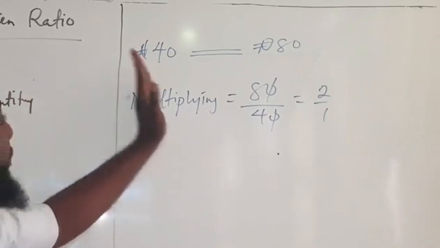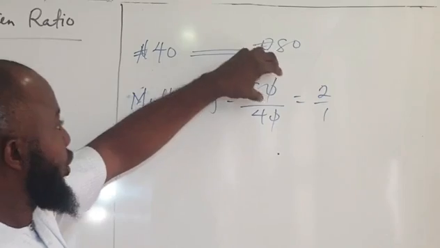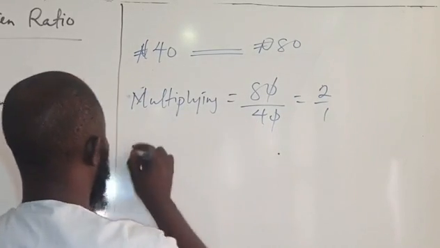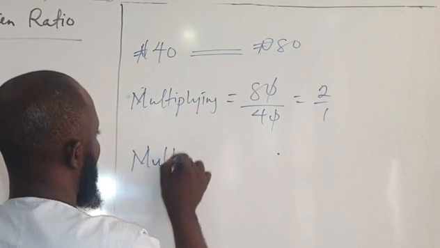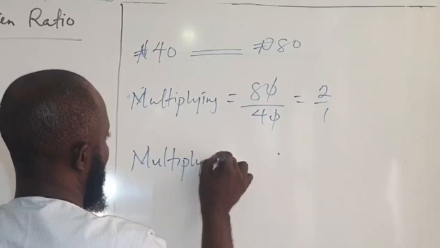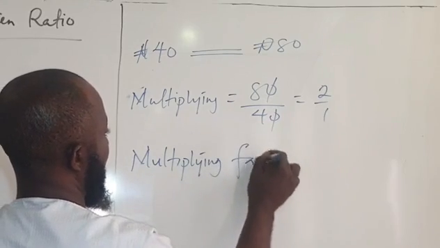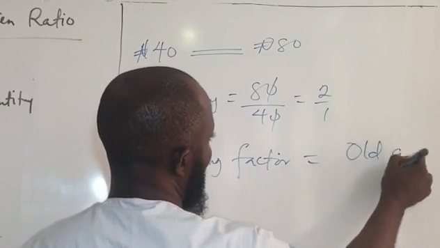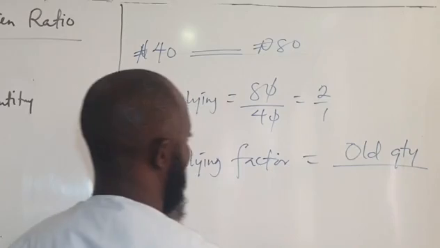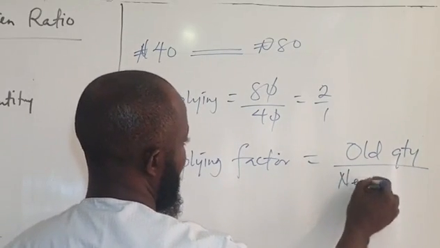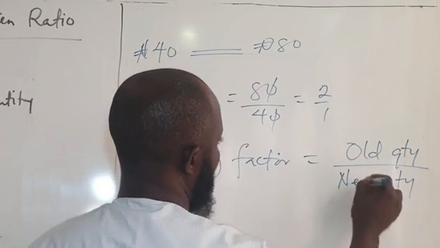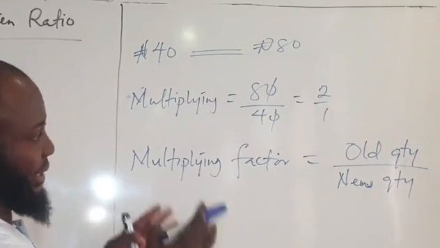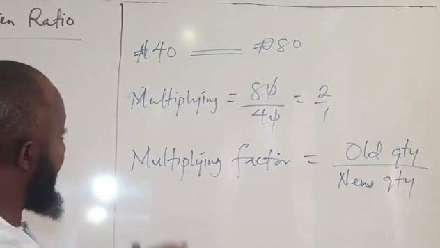Let me give you the formula. The multiplying factor is the old quantity divided by the new quantity. So that gives us the multiplying factor. I hope this is clear. So let's look at examples on this.